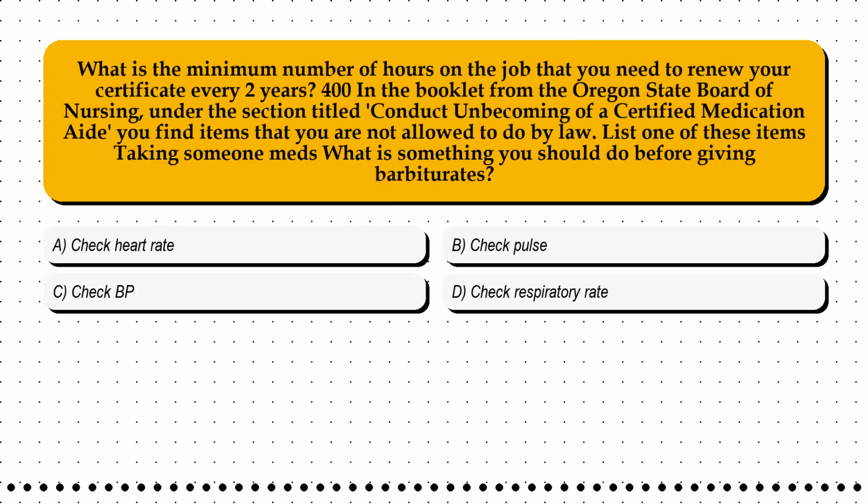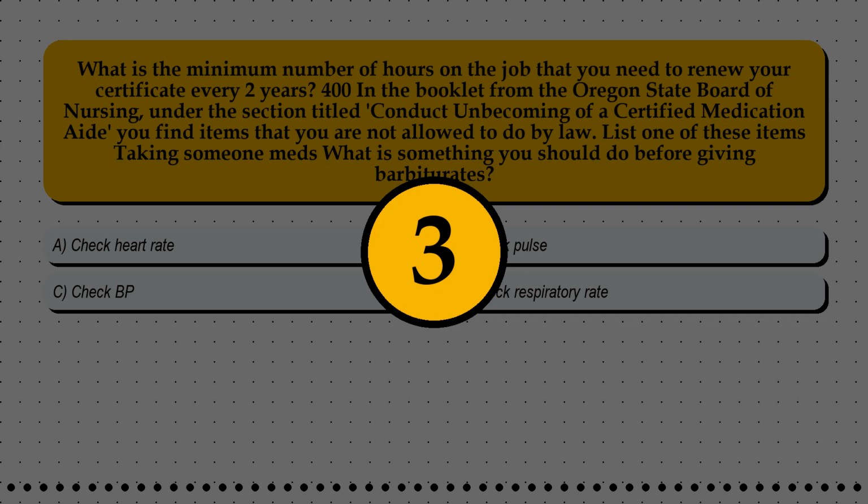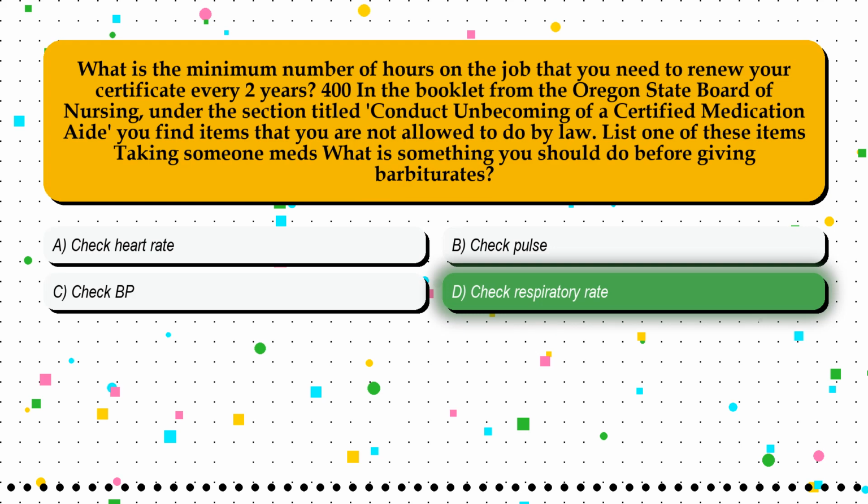Question 352. What is the minimum number of hours on the job that you need to renew your certificate every 2 years? 400, in the booklet from the Oregon State Board of Nursing. Under the section titled Conduct Unbecoming of a Certified Medication Aide, you find items that you are not allowed to do by law. List one of these items: taking someone's meds. What is something you should do before giving barbiturates? Option A, check heart rate. Option B, check pulse. Option C, check BP. Option D, check respiratory rate. The correct answer is option D, check respiratory rate.